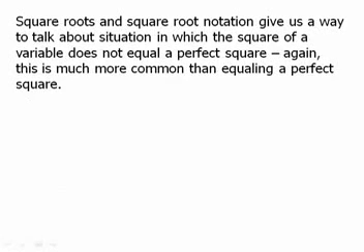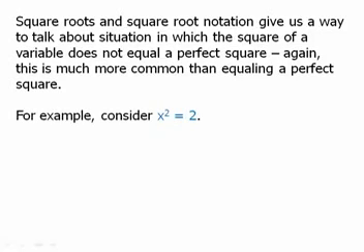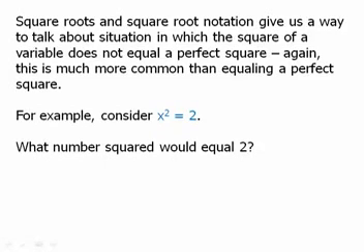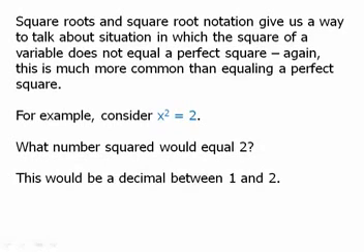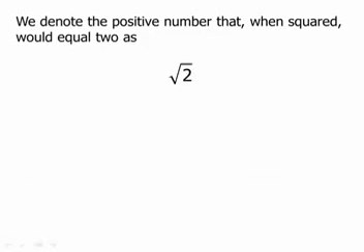Square roots and square root notation give us a way to talk about a situation in which the square of a variable does not equal a perfect square. Again, this is much more common than equaling a perfect square. For example, consider x squared equals 2. What number squared would equal 2? This would be a decimal between 1 and 2. We denote the positive number that, when squared, would equal 2 as, we use this notation. We read this either as the square root of 2 or radical 2.